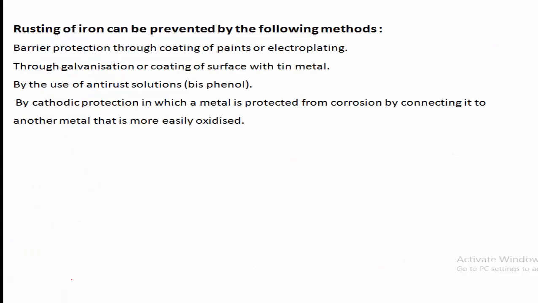Then how to prevent the rusting of iron? It can be prevented by the following methods. These methods can be used for preventing the corrosion of any metal. One is barrier protection through coating of paints or electroplating, through galvanization or coating of the surface with a thin metal, by the use of anti-rust solutions like bisphenol, and by cathodic protection, in which a metal is protected from corrosion by connecting it to another metal that is more easily oxidized.